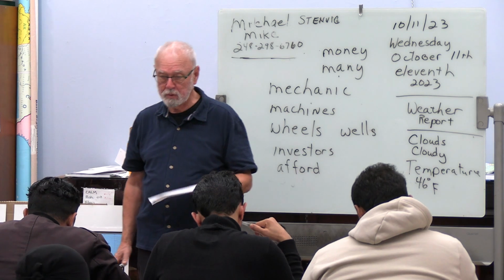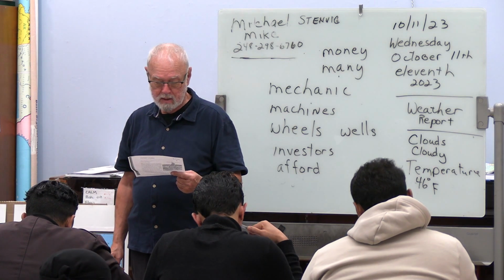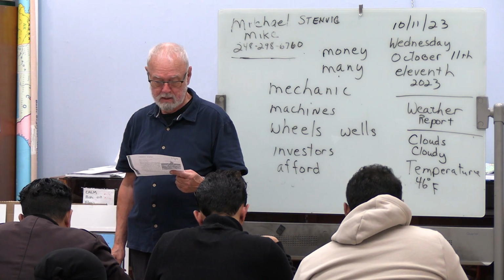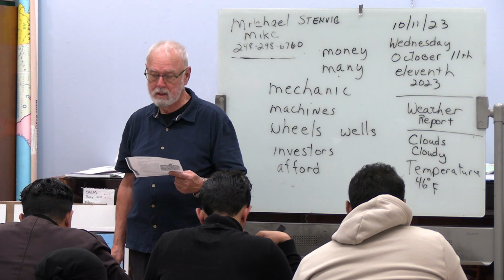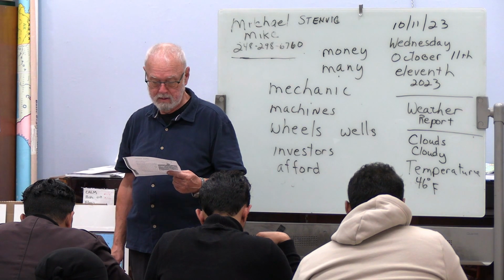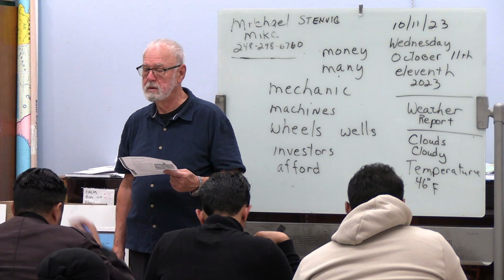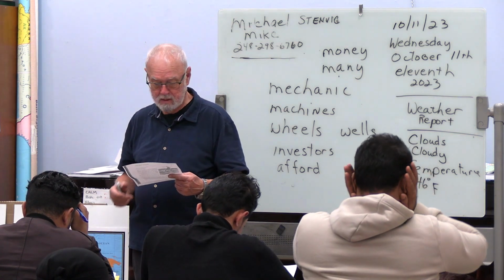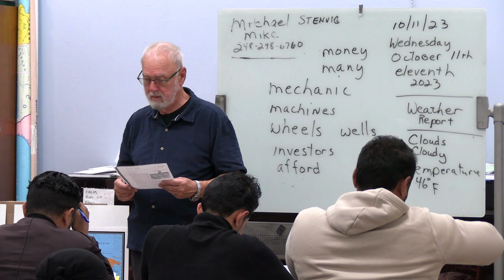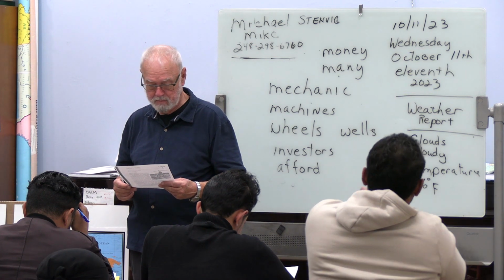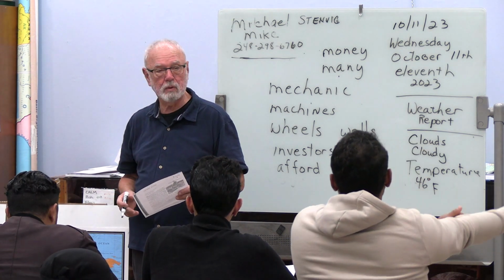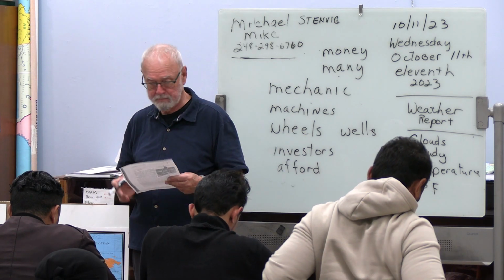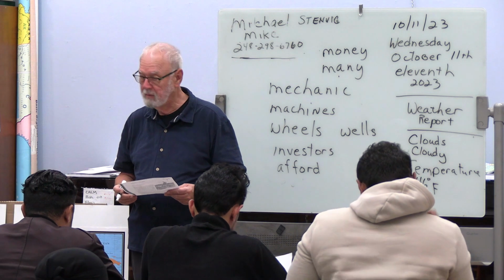Number three, he could charge less money for a car. A, he could ask people to use a credit card. B, he could ask people to pay less money. So B. Less money. Okay, B.